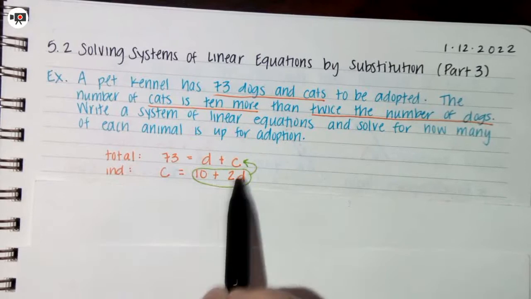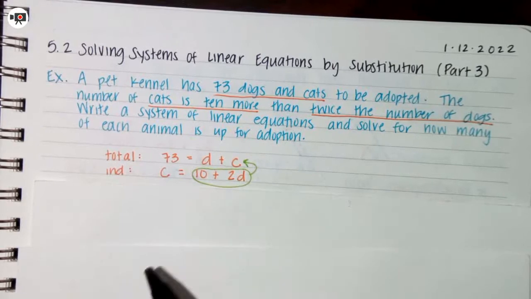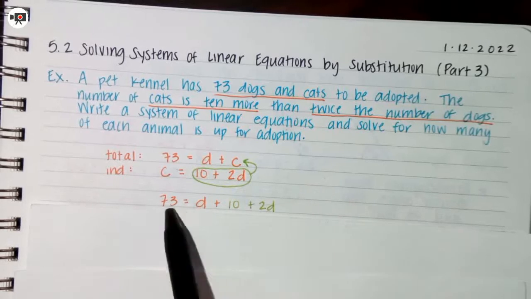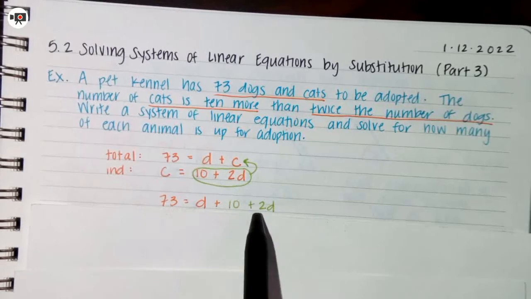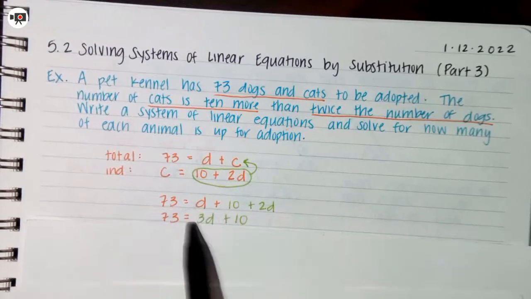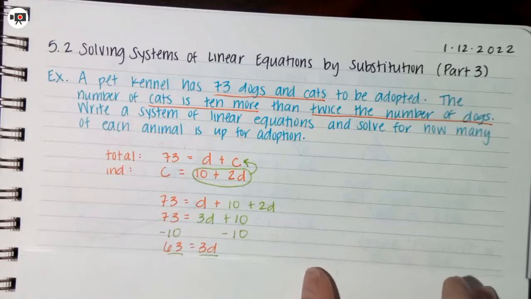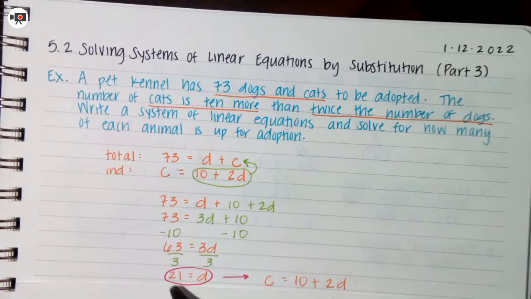So now I'm going to use this and substitute it into equation 1 to figure out how many dogs there are. So 73 equals d plus 10 plus 2d. Then I have 1d plus 2d to make 3d plus 10. Subtract 10 on each side. 63 equals 3d. So that means I have 21 dogs.